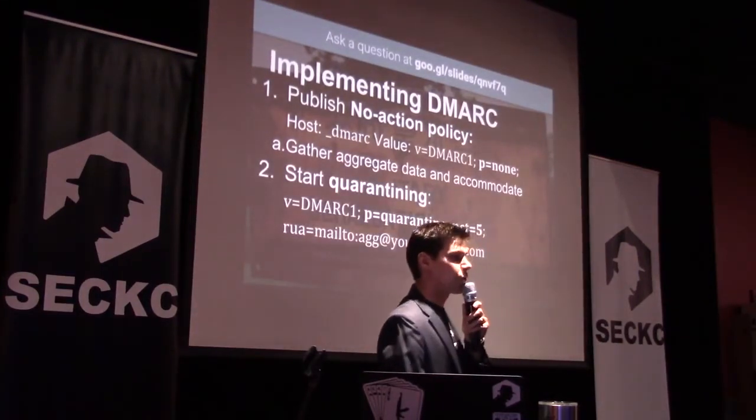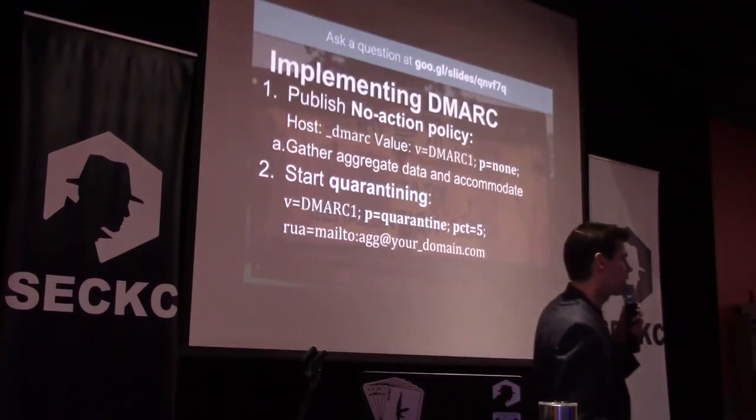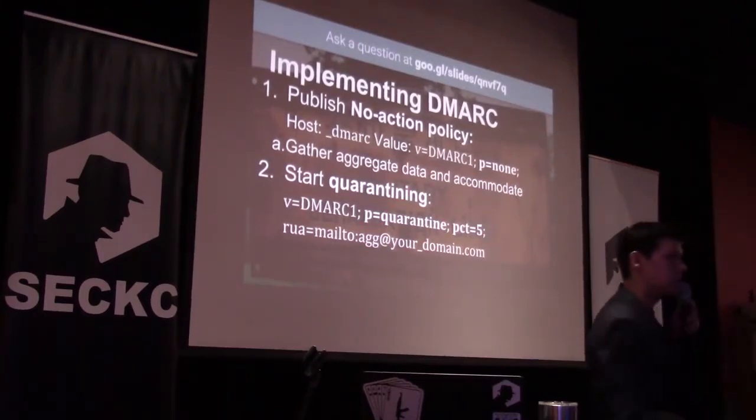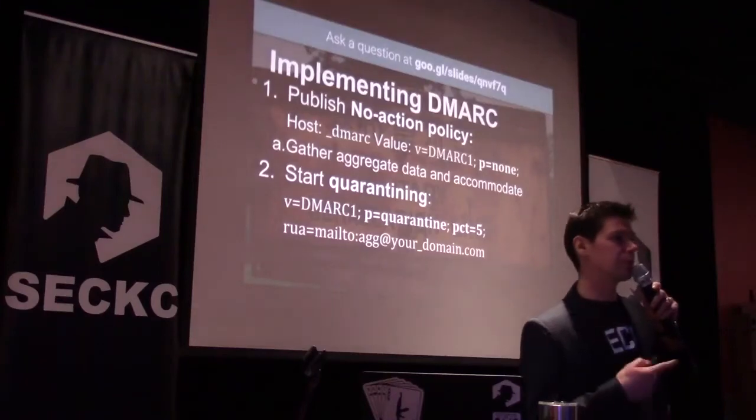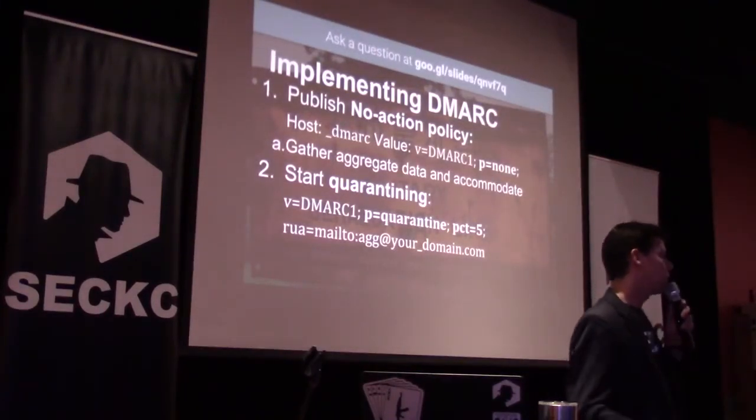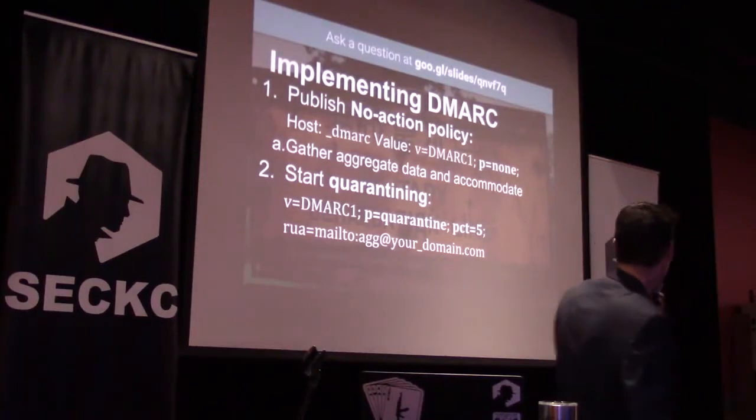Next, you move up to quarantining. You're going to add a policy. So when you move the policy to quarantine, you're going to change from policy equals none to quarantine. You're going to start with a small percentage. Start with 1%, 5%. Gather data, make sure things are going through the way you want them to, and then you start cranking it up.